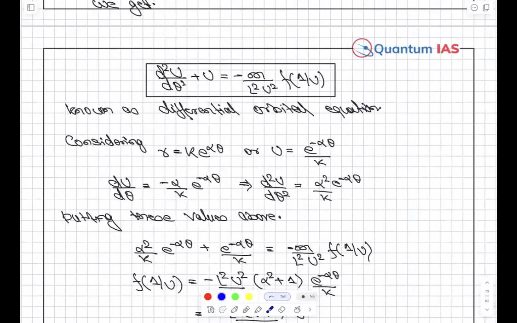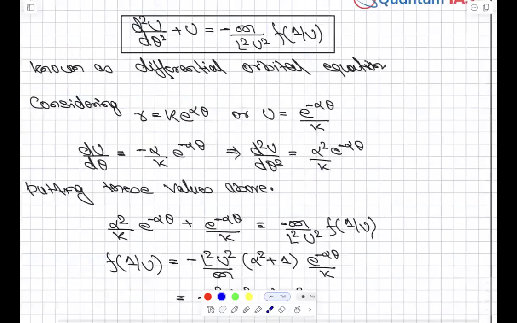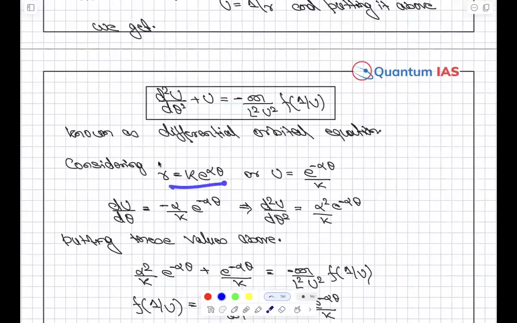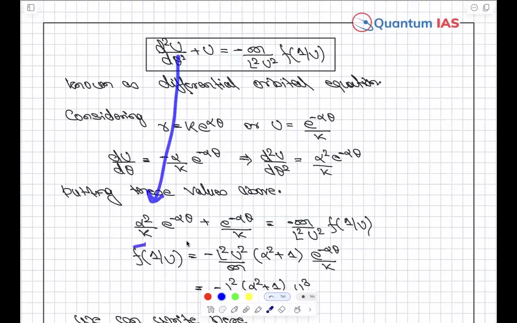अब तो सॉल्व करना आसान है, d²u/dθ² + u = -m/l²u² × f(1/u)। तो r क्या गिवन है, k e^(-αθ), तो u क्या हो जाएगा 1/k e^(αθ), du/dθ क्या होगा माइनस α, बाहर डिफरेंशिएट करने आता ही तुम लोग को, d²u/dθ² क्या होगा α², just put the values, if you put it, इसका क्या आएगा α²/k e^(-θ), इसका क्या आएगा α e^(-αθ)/k m².